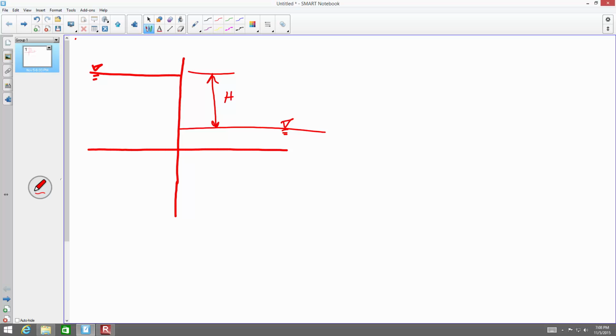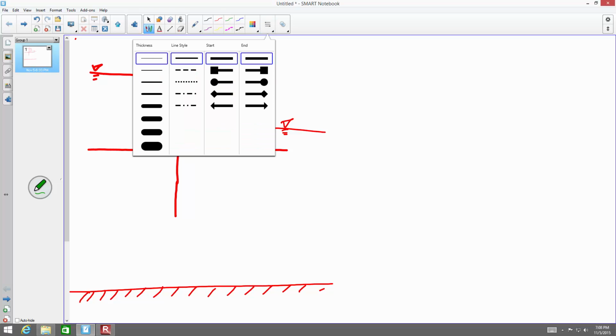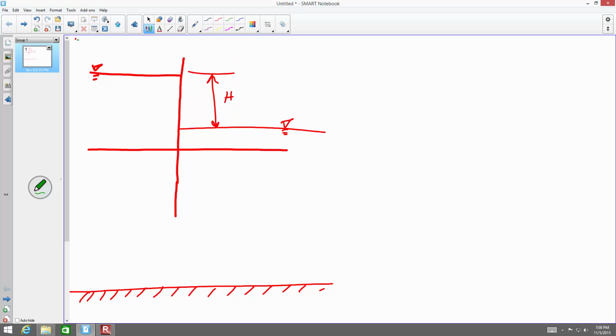They're calling this H. And there's bedrock down here at depth. And we've got a flow net drawn. Hard to draw a flow net on this little smart screen here, but you'll get the gist of it, I think, pretty good.